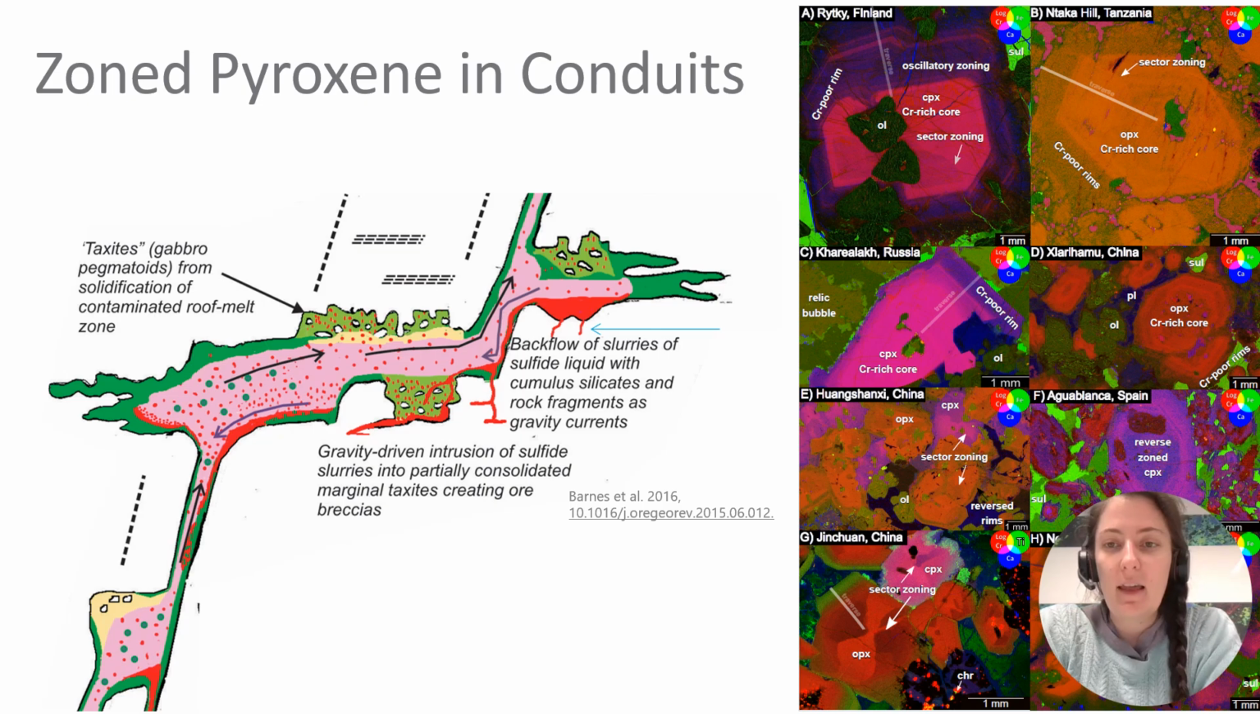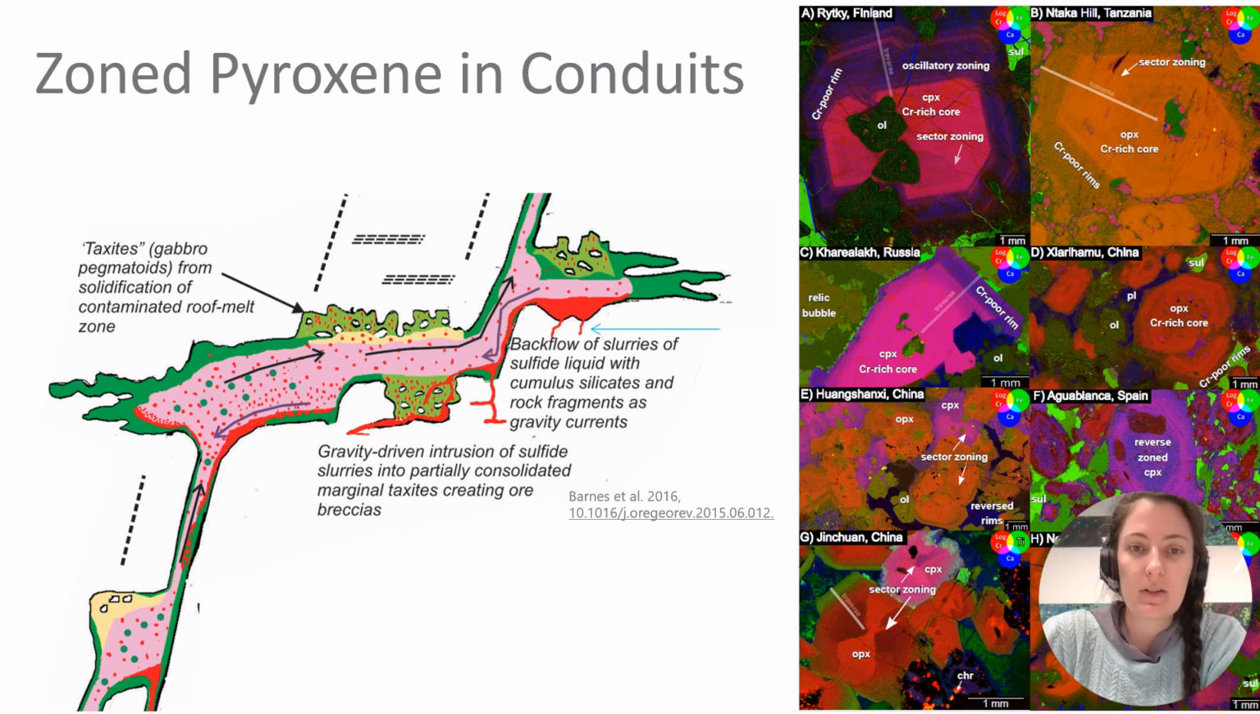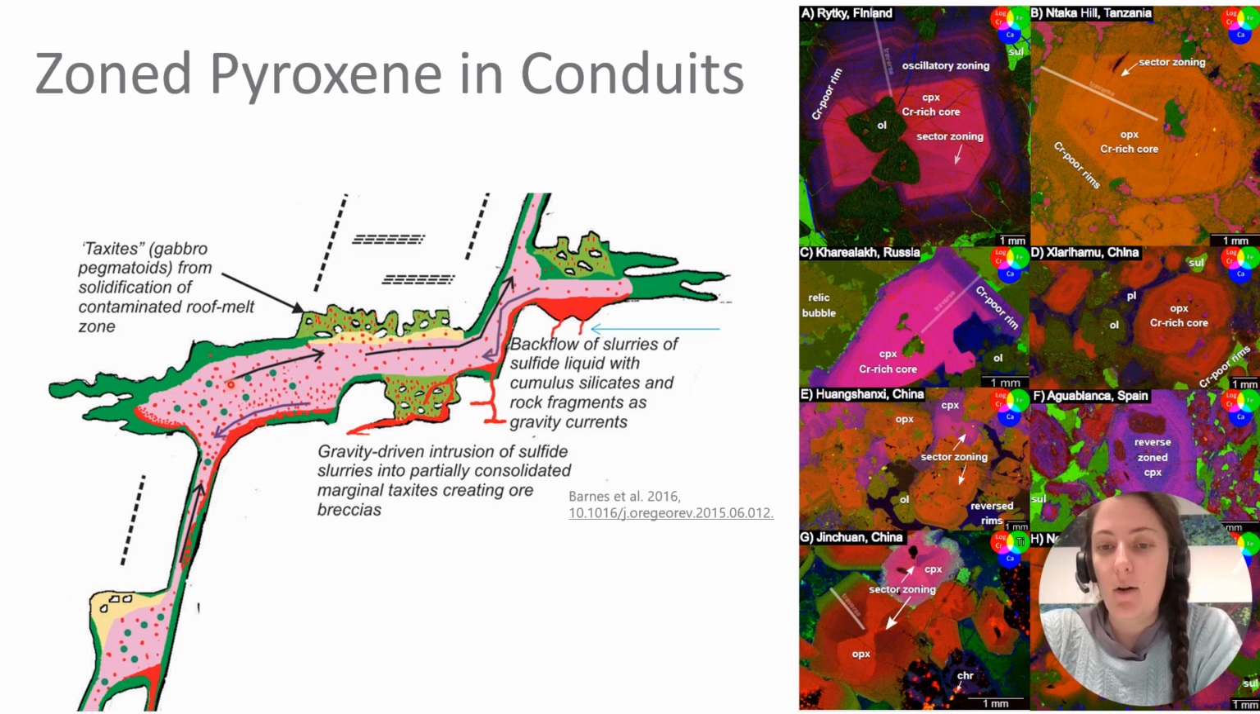So we found that complexly zoned pyroxenes, so the intragrain zoning of chromium in these pyroxenes, indicates a conduit style system. Because of all of the flow through and flow back in these conduit systems, they incorporate a lot of wall rock, which melts, changes the chemistry of the magma, which is reflected in these changes in chromium content in the pyroxene.